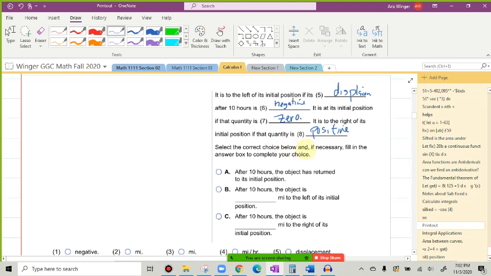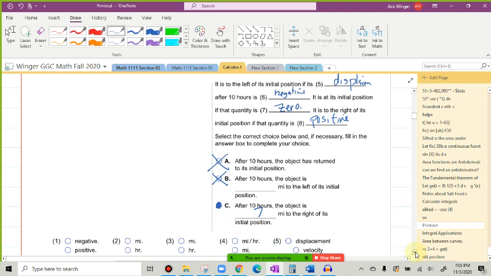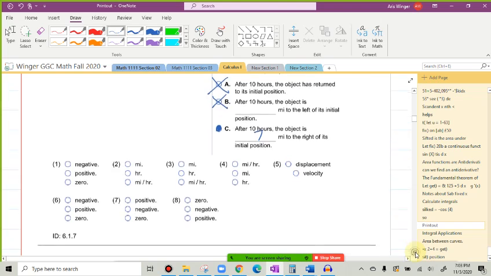Select the correct choice below, and if necessary, fill in the answer box to complete your choice. After 10 hours, the object has returned to its initial position. Nope. After 10 hours, the object is not to the left. After 10 hours, the object is 7 miles to the right. There are all the choices.